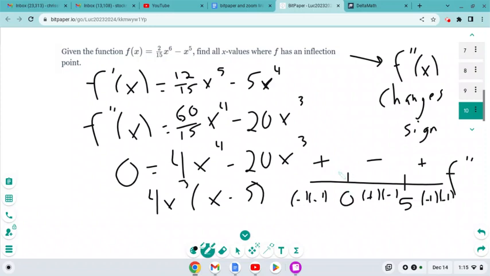So because the concavity goes from concave up to concave down, 0 is an inflection point, and from concave down to concave up, that makes 5 an inflection point. I think in Delta Math, you're just going to add 2 of them, but that would be 0 and 5.